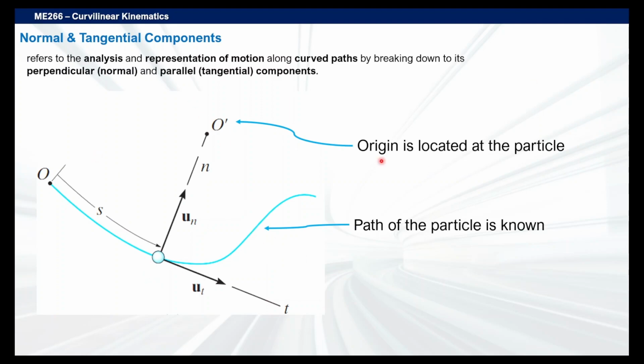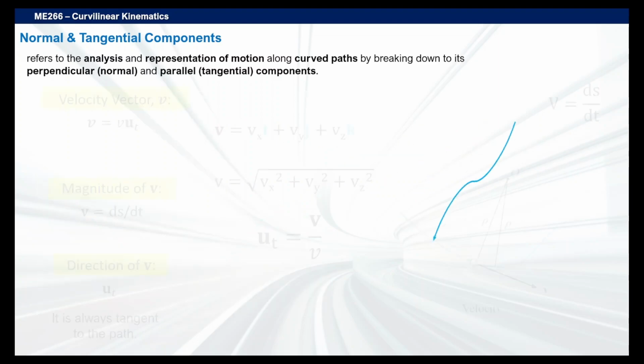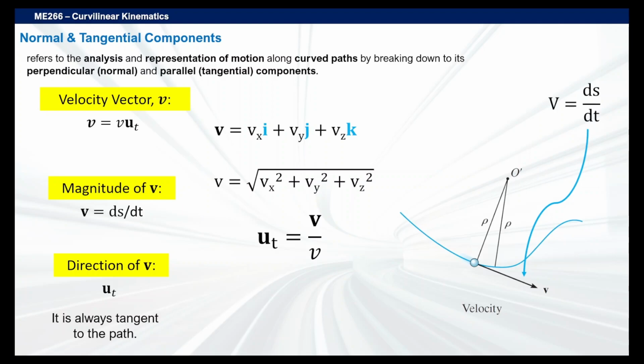Okay, so we have here yung origin, which is located at this particular particle lang naman dito. And then, of course, this is the path of the particle, which is known. Okay, for our main purposes, we're primarily gonna be dealing with almost circle-like paths. Okay, so we have some formulas, of course. So there we go. So if you recall, this is the velocity vector. Essentially, it's the magnitude of the velocity times its unit vector, ut, which is v over v.